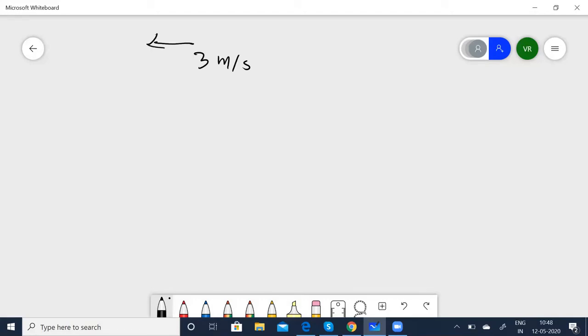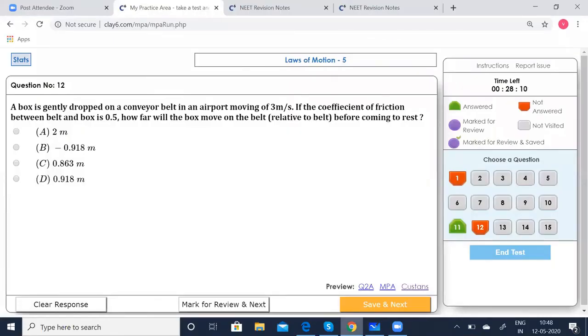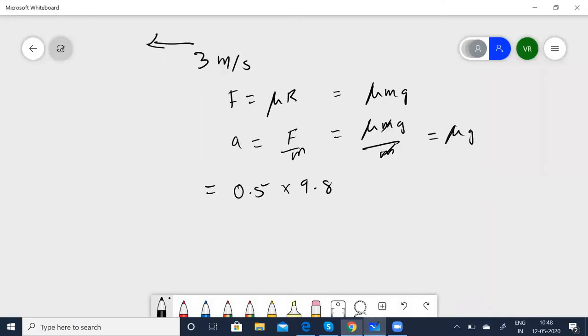Now the box experiences maximum frictional force. So F is equal to mu R, which is equal to mu mg, maximum frictional force. Now you know a is equal to F by m, which is mu mg by m. Cancel out m and m, which gives you mu g. Now substitute the values: mu is 0.5 and g is 9.8. You can multiply and find out it is 4.9 meters per second squared.